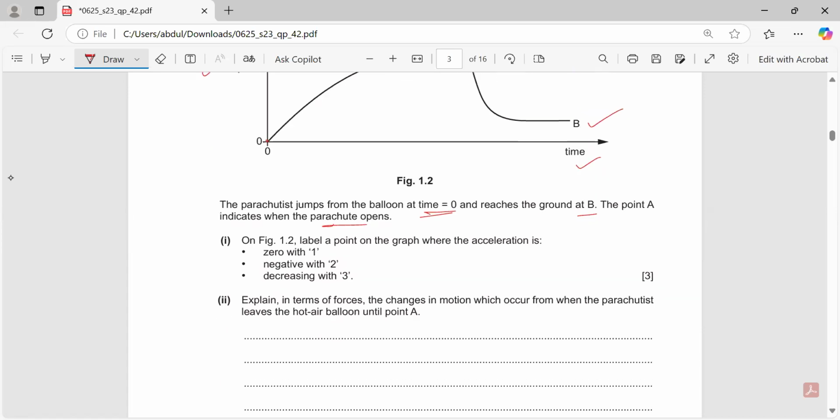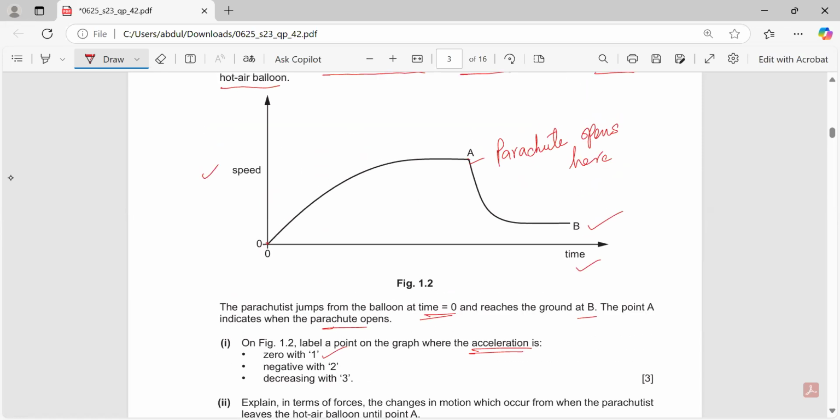So anyhow, on figure 1.2, label a point on the graph where the acceleration is 0 with 1. Acceleration is 0 when the rate of change of velocity is 0. You can check here the graph is horizontal. This can be 1, and here also the graph is horizontal. This can also be 1, but only one place we have to mention.